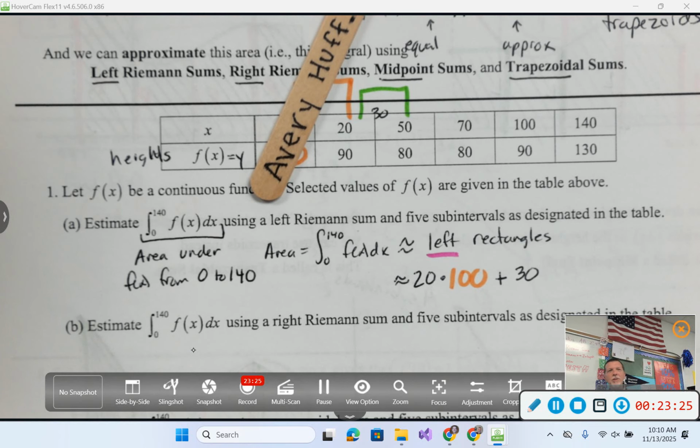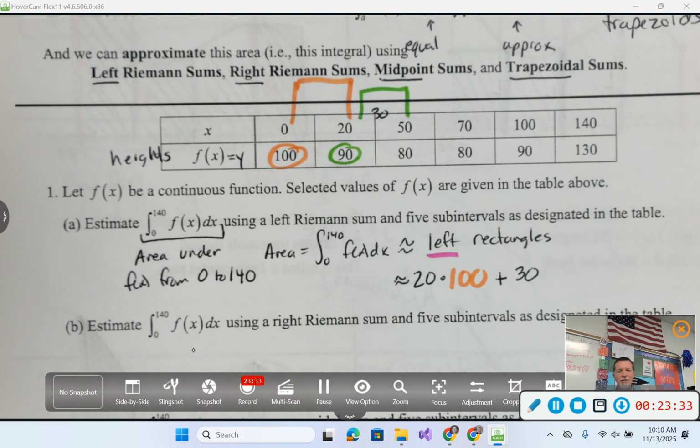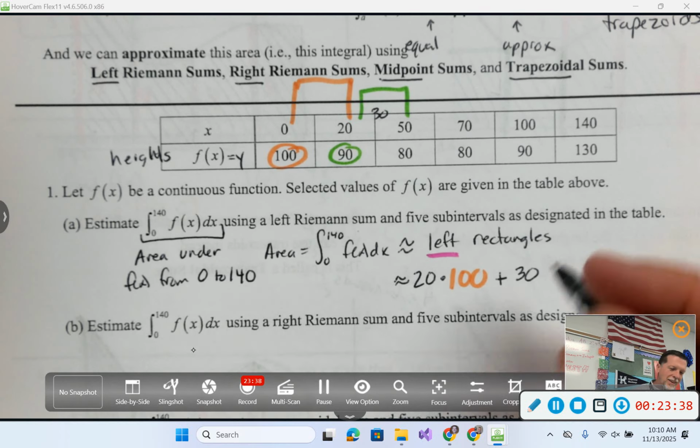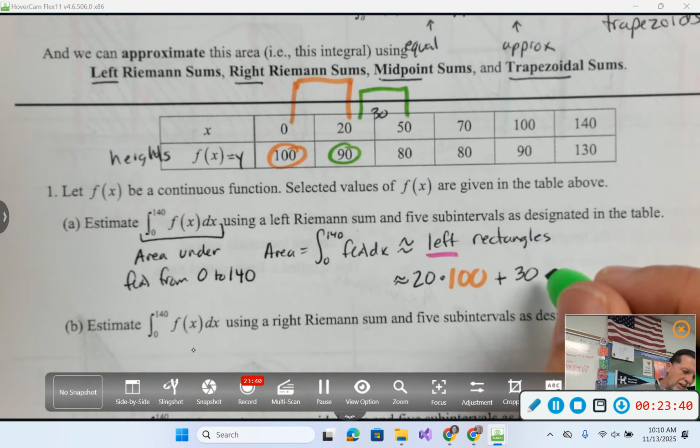Avery, which height should we use? 90. Why 90? Because it's on the left. Once you get the hang of these, and maybe you're already there, you're going to be like, that's it? I'm just doing base times height, plus base times height, plus base times height? Yep. All right, next one.